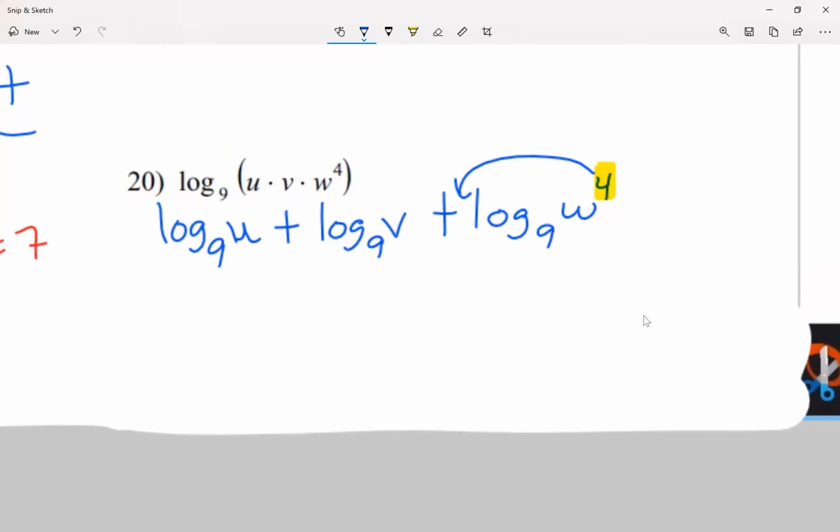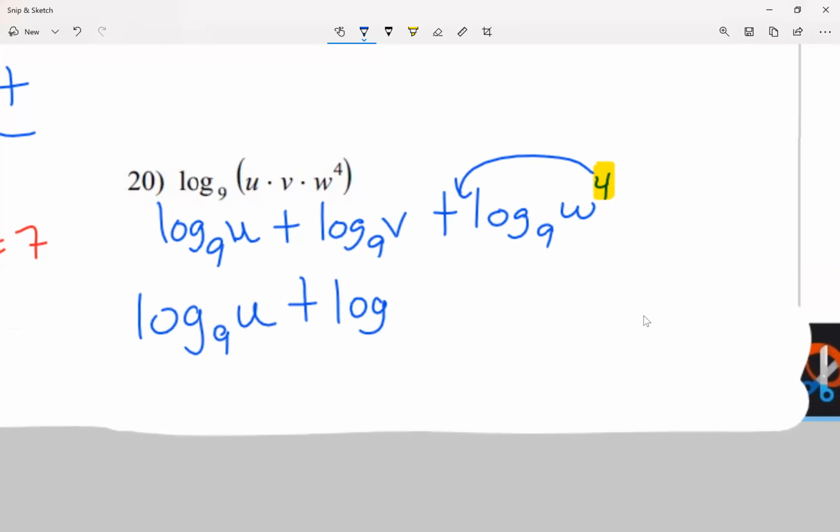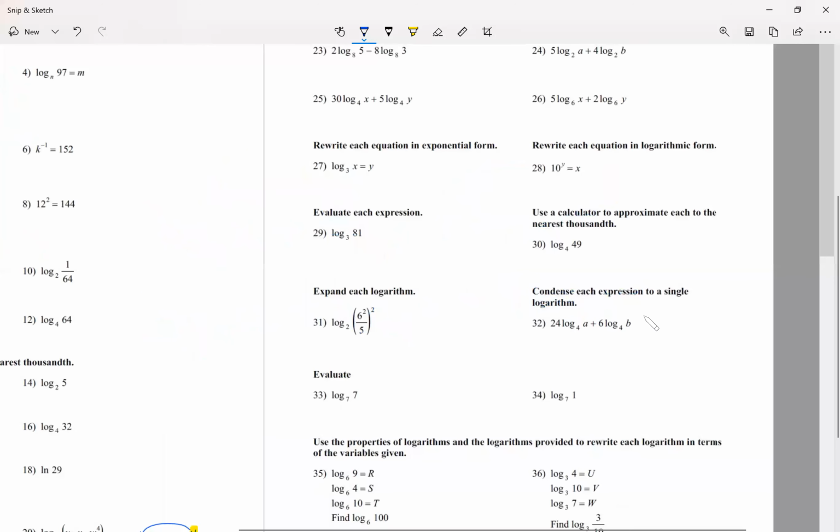So let me write this as log base 9 of u, nothing I can do in that one, plus log base 9 of v plus 4 log base 9 of w. So see how I brought the 4 to the front? That's it. Let's take a look at number 21.